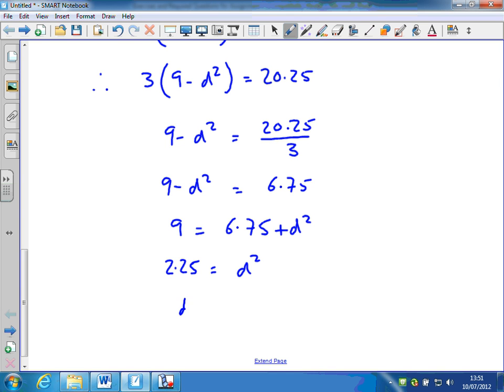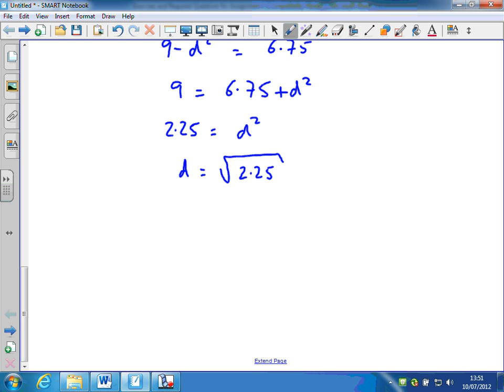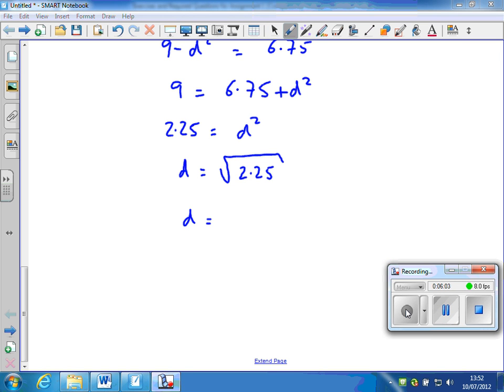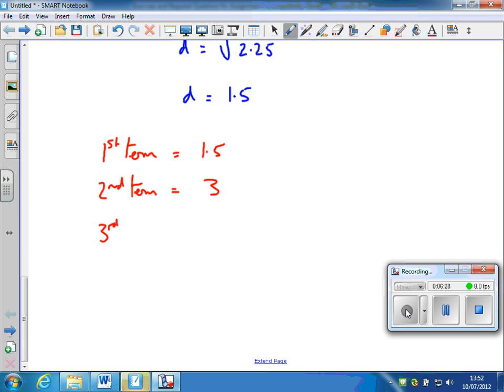So D is the square root of 2.25. So D equals 1.5. So if D equals 1.5, then the first term equals 3 minus 1.5, which is 1.5. The second term will be 3, as we found, and the last term, the third term, will be 4.5.